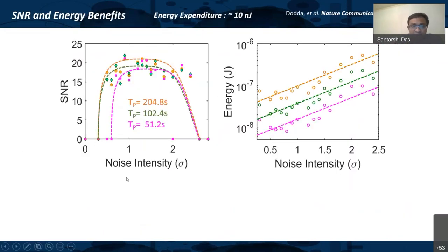This is a typical curve of the signal to noise ratio as a function of noise intensity. And you can see that with too little noise, nothing gets detected. Too much noise, everything gets messed up. If you have the right amount of noise, then the signal is detected. And the amount of energy that you are spending for the detection of the signal is actually very minuscule, on the order of tens of nanojoules.